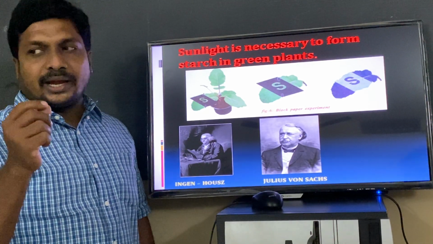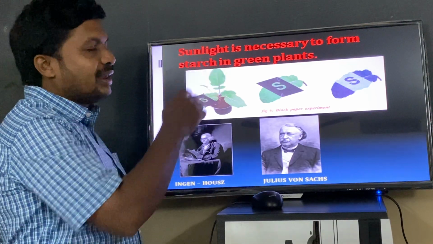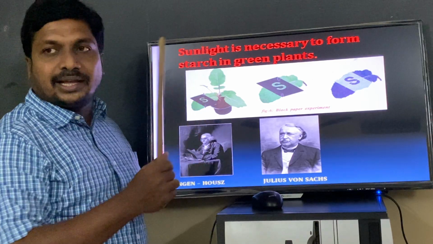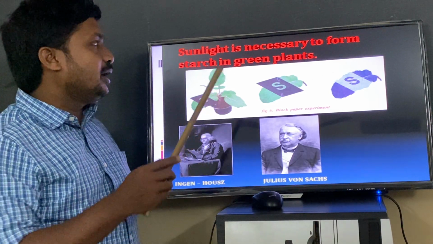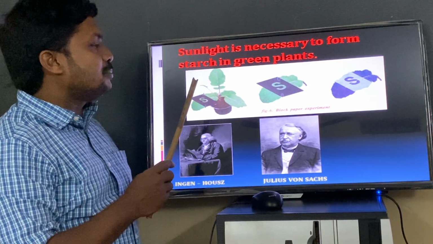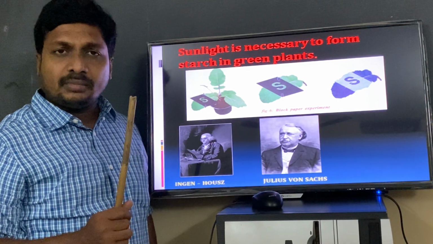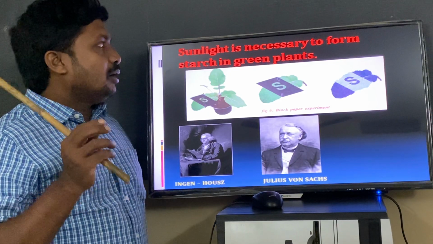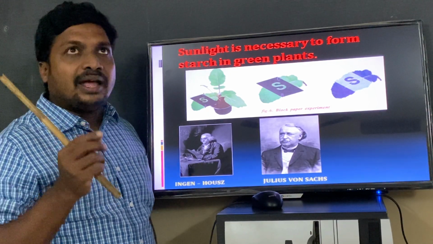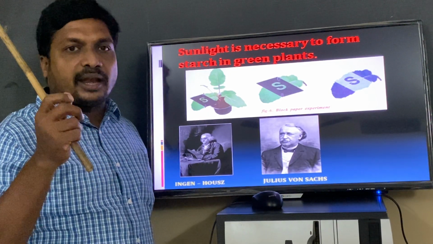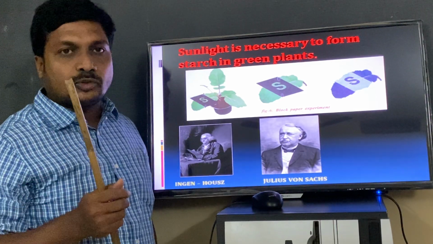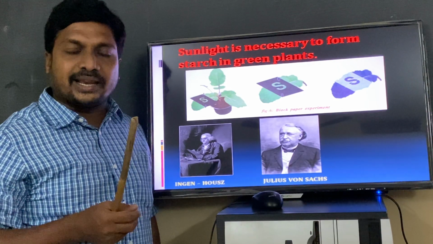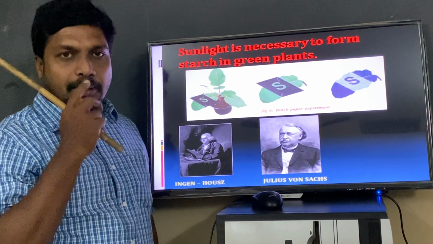One of the important external factors, sunlight, is necessary to form starch in green plants. Another experiment shows sunlight is necessary to form starch in green plants. Before that, we will learn about sunlight. Do you know, sunlight is one of the radiations coming from the sun. Along with light, the sun releases X-rays, gamma rays, and UV rays.